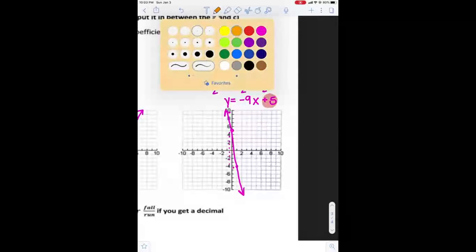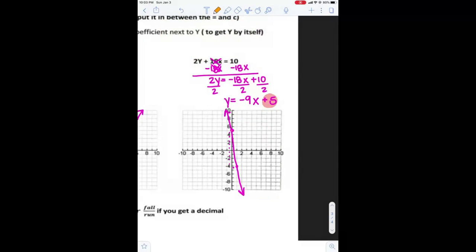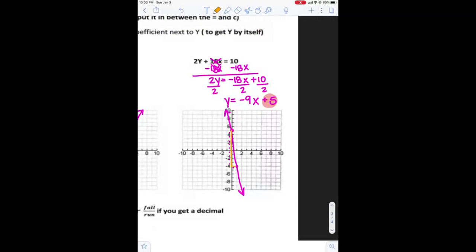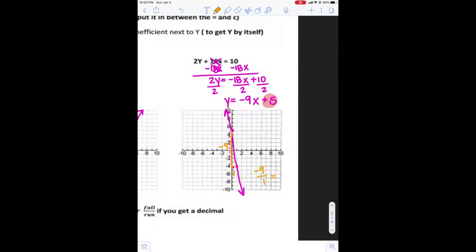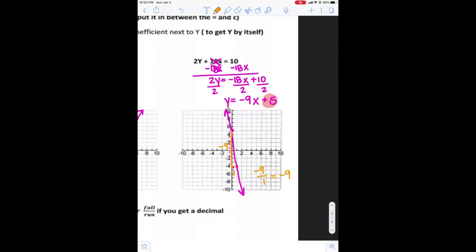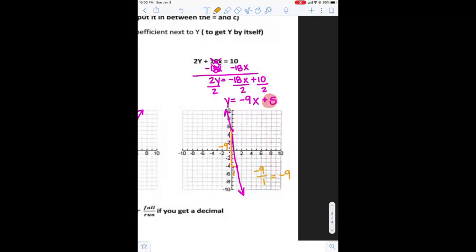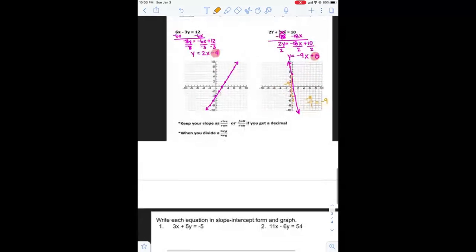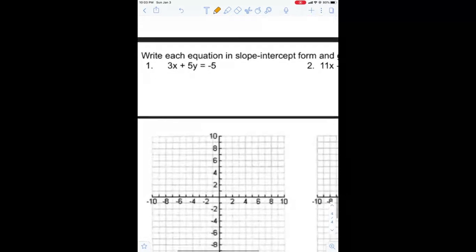So here you can see your slope. So I go down 9 over 1. And I'm going to show you how I figured that out. So I know that negative 9 divided by 1 is equal to negative 9. So therefore, my rise has to be negative 9, and my run has to be 1.